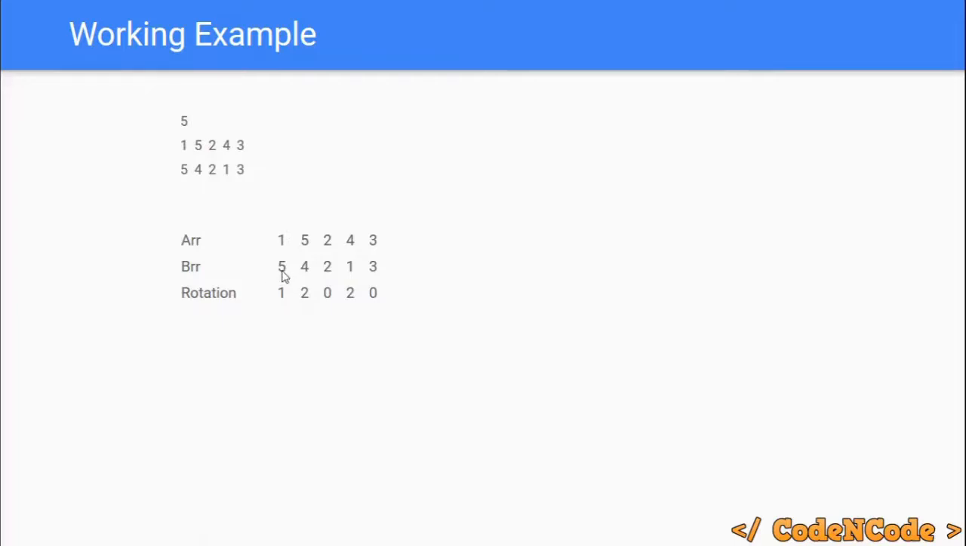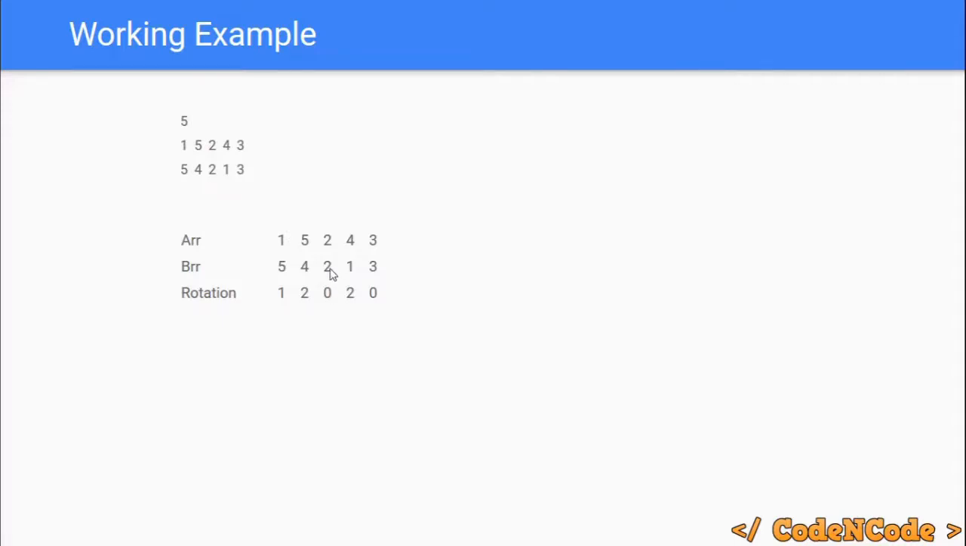So element 5 would be on its correct position in one rotation. See, if you perform one right cyclic rotation, 5 would come from here to here, which means on its correct position. That means after one rotation, it will be on its correct position. So 5 will be on its correct position on the first right cyclic rotation. 4 would be on its correct position after 2 rotations, right?